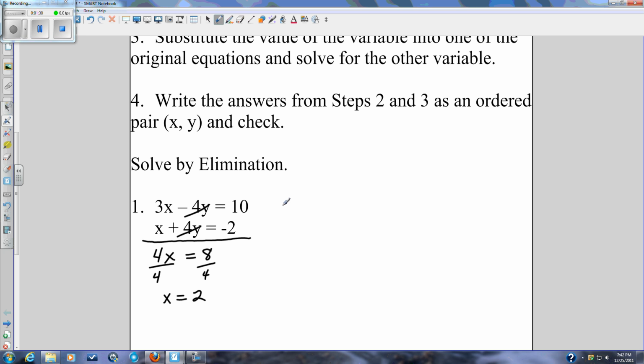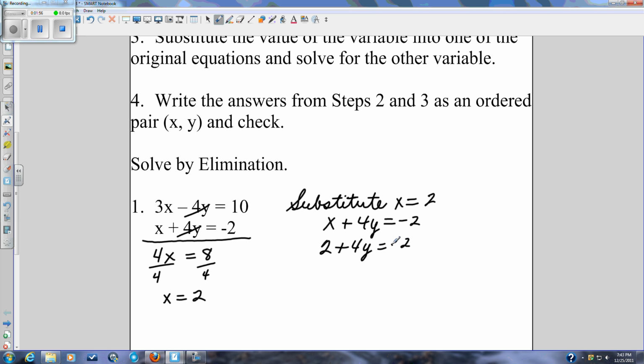Now, to find out what y is, we would substitute x equals 2 into one of the equations. It really doesn't matter which one. I'm just going to pick the second one, x plus 4y equals negative 2. So let's substitute 2 in for x. We have 2 plus 4y equals negative 2.